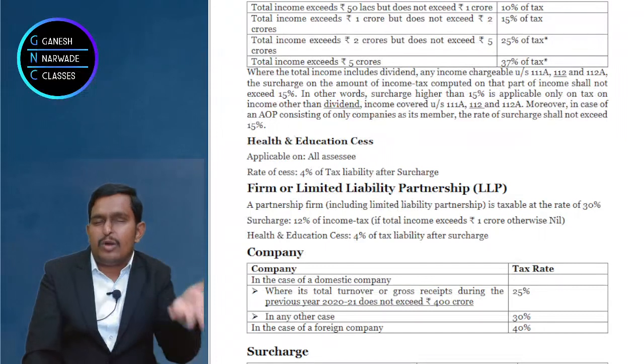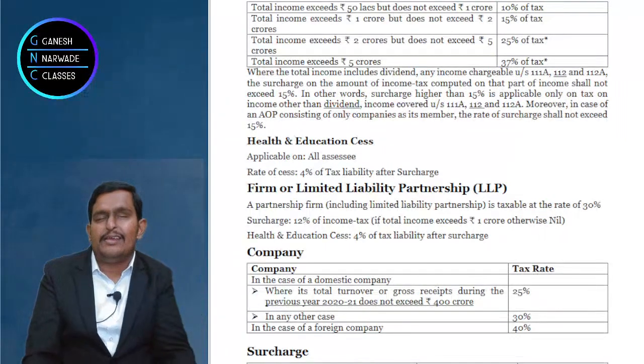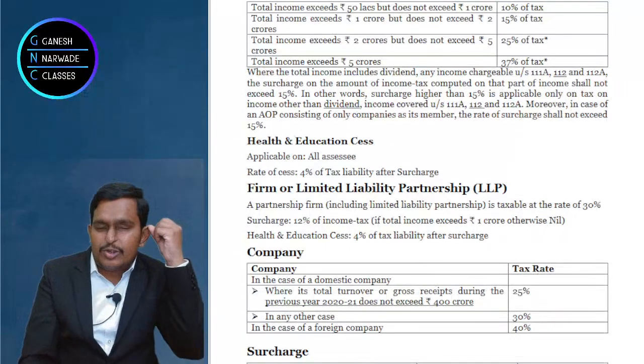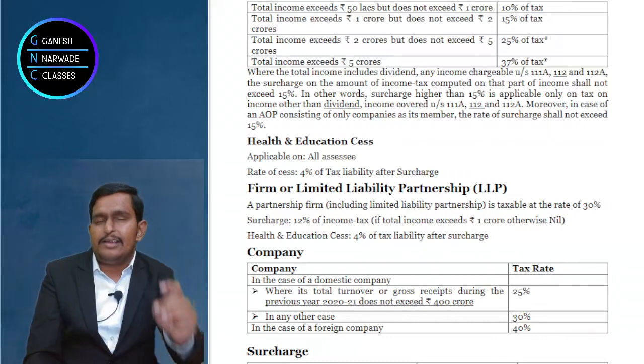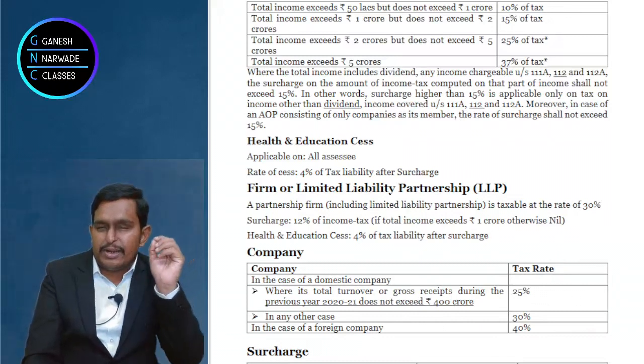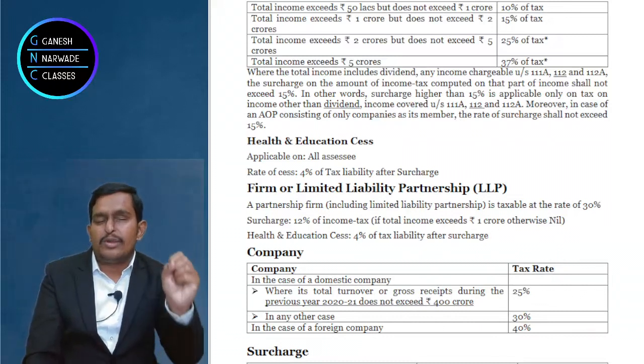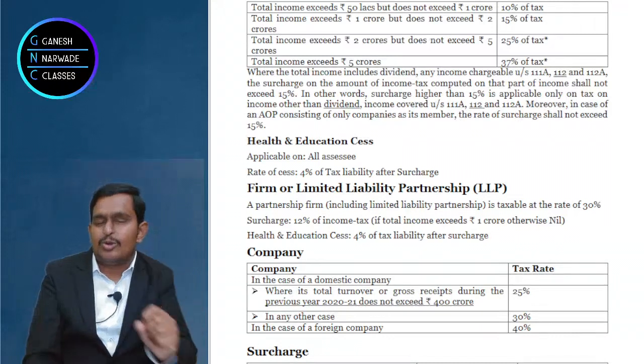If other income is more than 2 crore, 25% will apply. If other income is more than 5 crores, 37% will apply. Why take tension? For other incomes, if it is more than 5 crore, 37% will apply. If other income is more than 2 crores, 25% will apply.